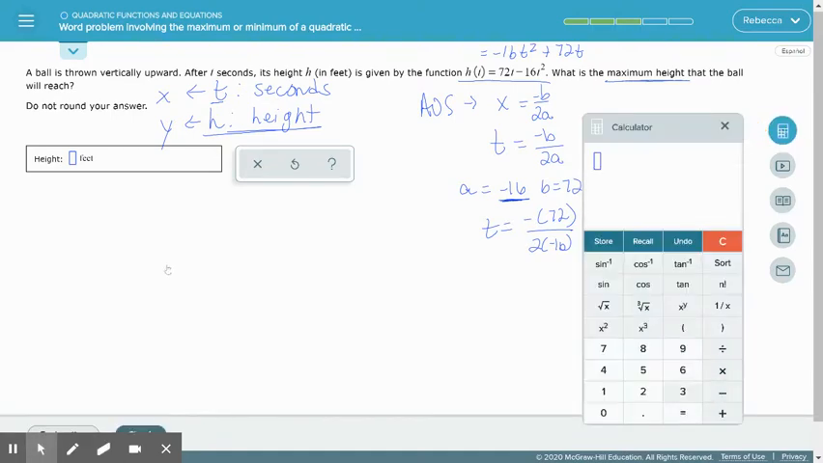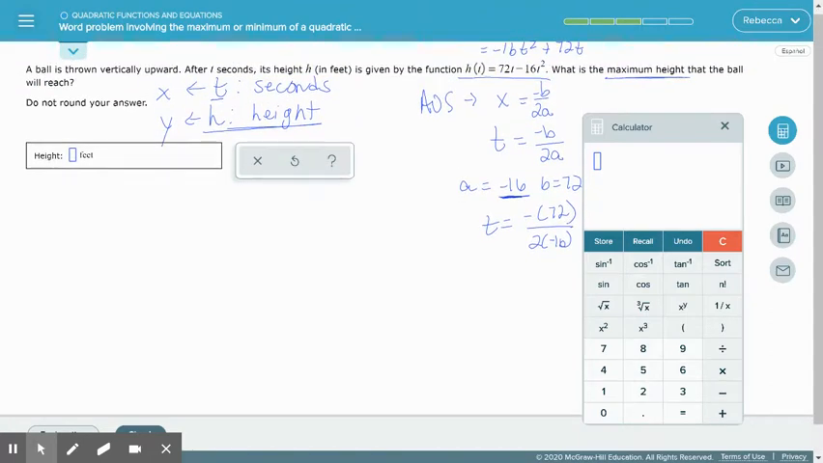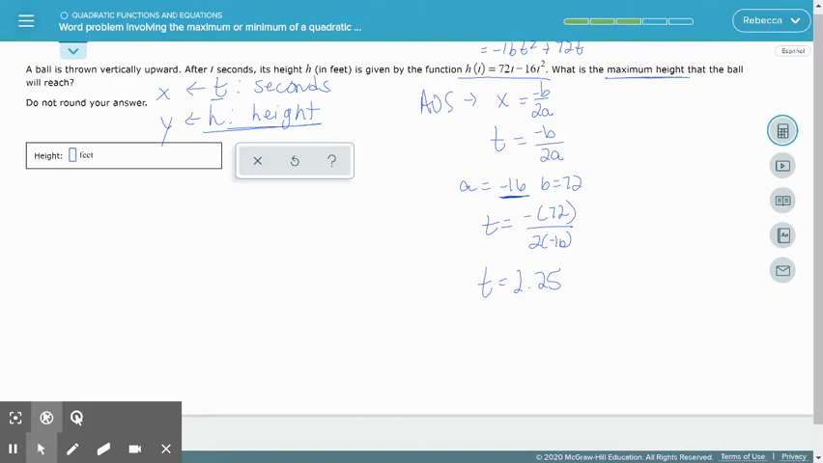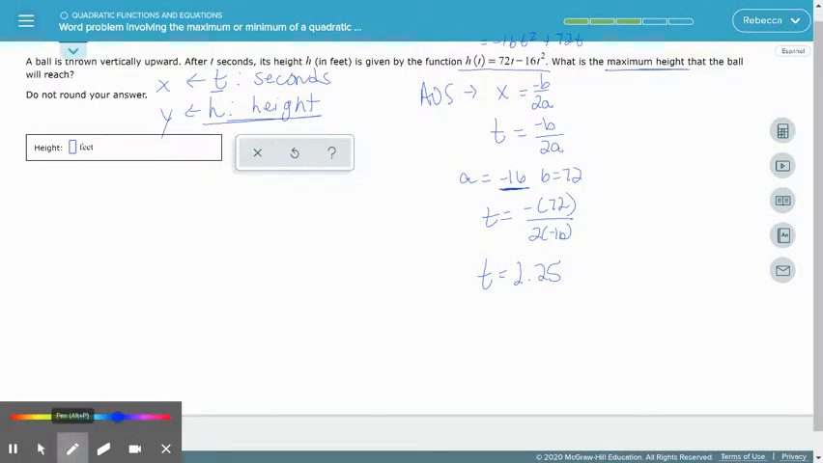All right, so we actually want to take the opposite of 72 and divide that by negative 32, 2 times negative 16. Undo there to go back. There we are. We get 2.25. So our t is 2.25. And again, our t is referring to our seconds. So 2.25 seconds to get to the top.